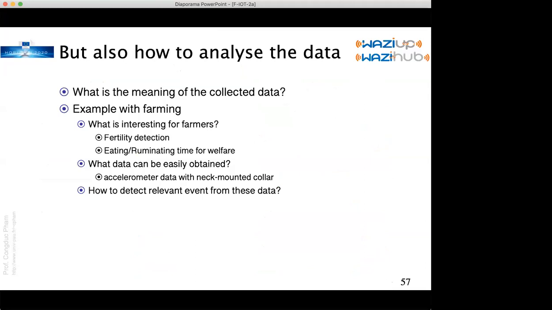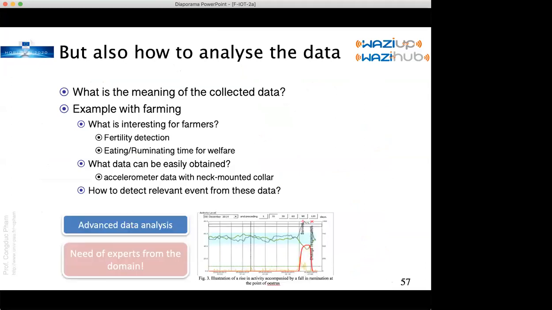Now, how to analyze the data? Let me give you an example. What is the meaning of collected data? Take the example of farming with cows. One way to get information from the cow is to have some kind of accelerometer neck-mounted collar. These are the raw accelerometer data. Are you really interested in the accelerometer data? No. What you want to know is when is the fertility detection, when is the eating and ruminating time, is my cow good, is my cow bad, health, and so on. So what I'm interested in is that, and what I can have is this. How to detect relevant data?